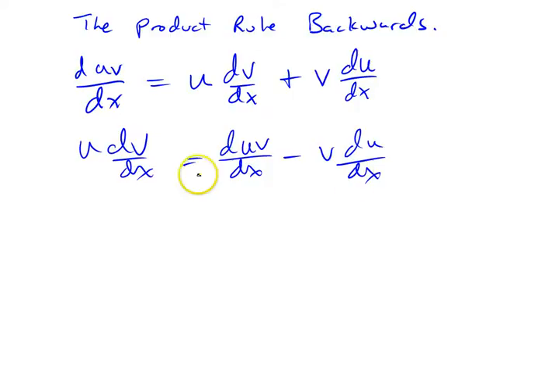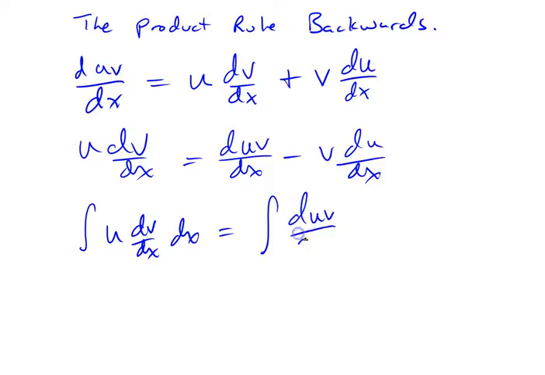Now I'm going to integrate both sides of this with respect to x. So the integral of u dv/dx times dx equals the integral of d(uv)/dx minus the integral of v du/dx. I'm using a property of integrals here, in that the integral of this difference is the difference of the two integrals, so I can do these individually.